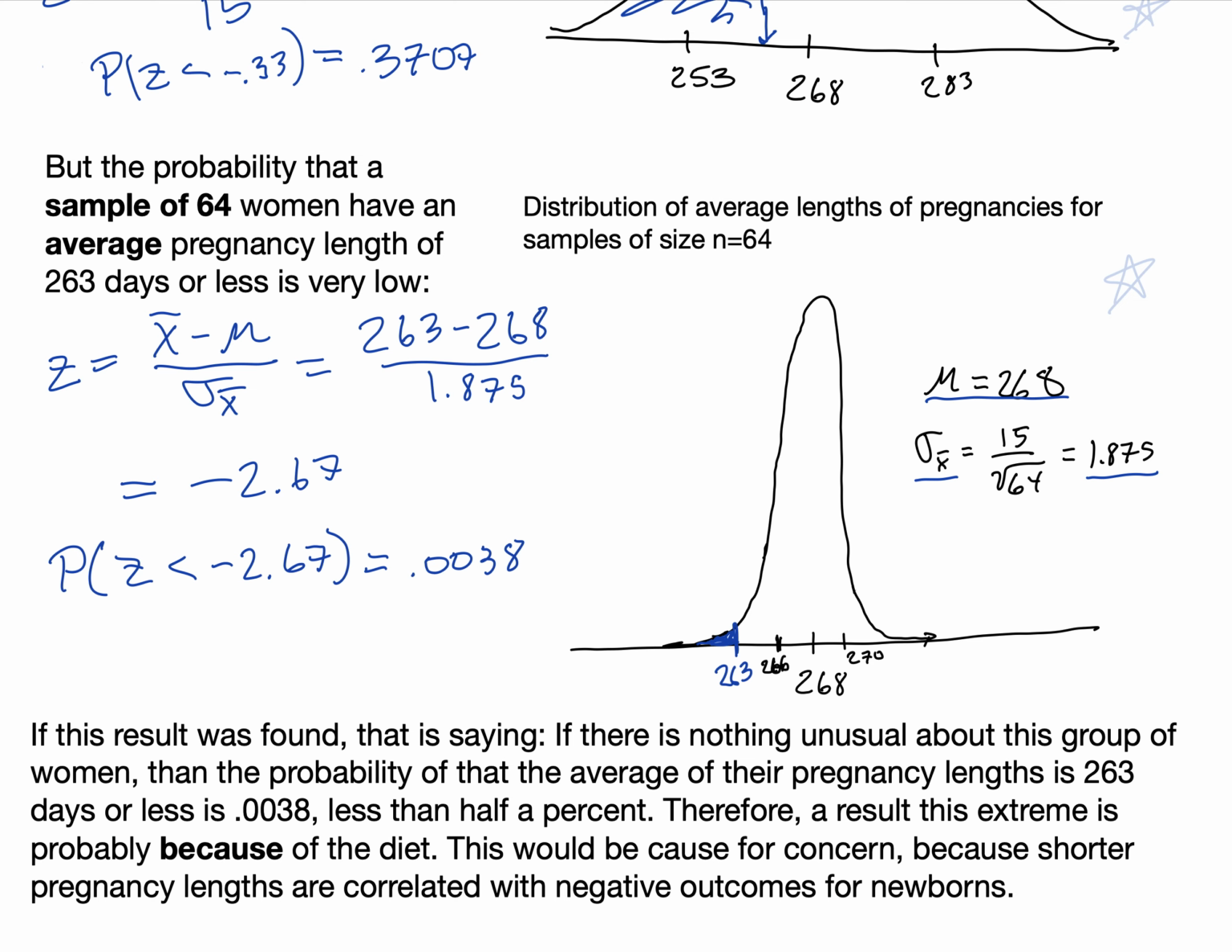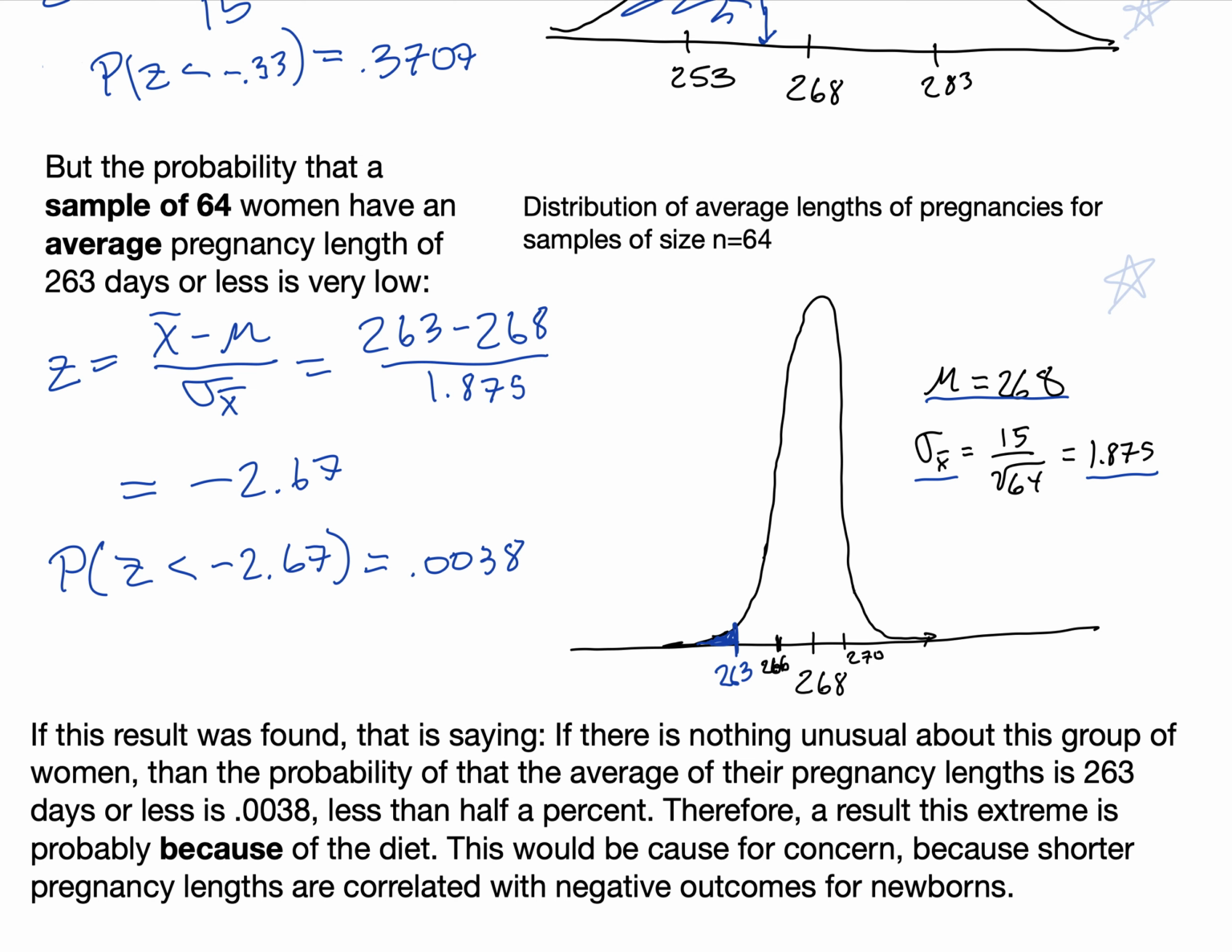Therefore, a result this extreme is probably because of the aspect that is separating these women from other women, or the thing that is special about them, which in this case is their diet. So this is evidence to say that this particular diet, whatever it is, paleo, vegan, whatever, is cause for concern because it decreases the length of pregnancy, and shorter pregnancy lengths are correlated with negative outcomes for newborns. So this would be an important research result.